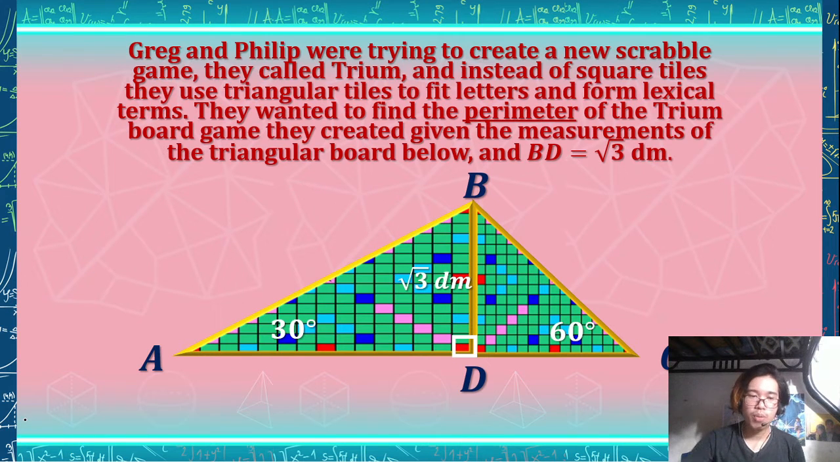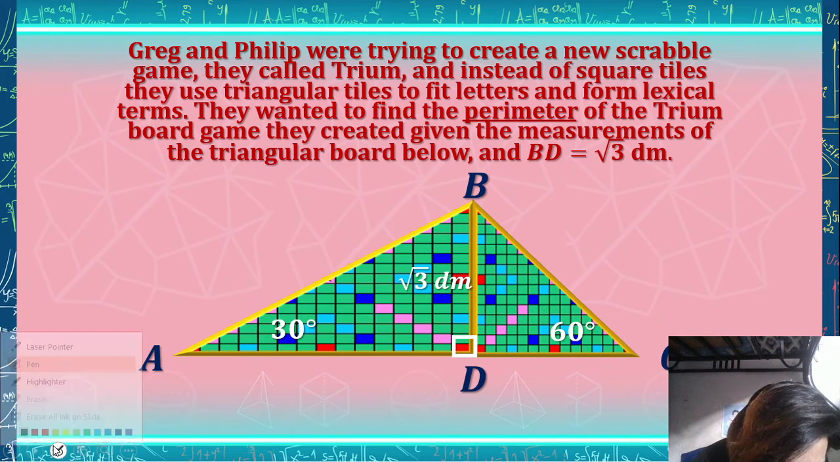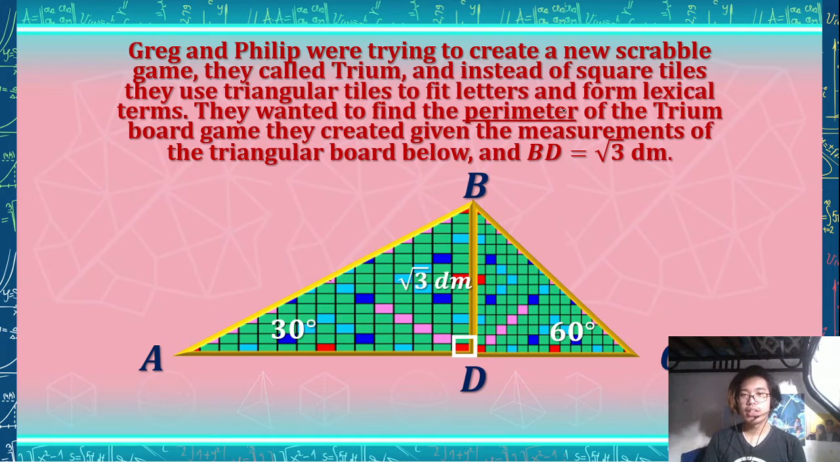Let's start with this problem. Greg and Philip were trying to create a new Scrabble game they called Trium. Instead of square tiles, they used triangular tiles to fit the letters and form lexical terms. They wanted to find the perimeter of the Trium board game that they created, given the measurements of the triangular board below. Given the angle measurements here, the only side measurement given is the height of triangle ABC, which is square root of 3 decimeters.